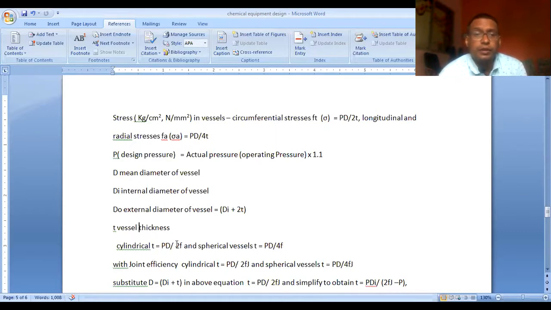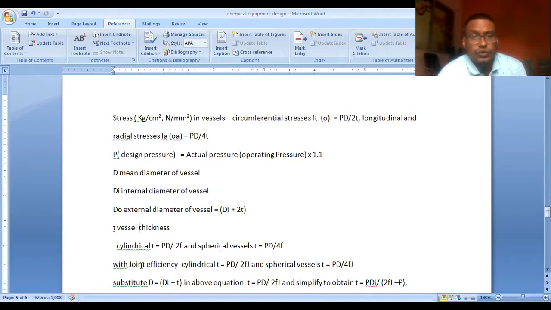This will give me a higher thickness as compared to PD upon 4T, which is calculated by considering the longitudinal stresses. So the thickness of a cylindrical vessel is calculated by using PD upon 2T, and the thickness for a spherical vessel is calculated by using PD upon 4T. So the thickness for a spherical vessel will be half the thickness for a cylindrical vessel.